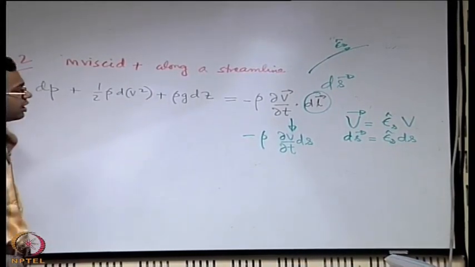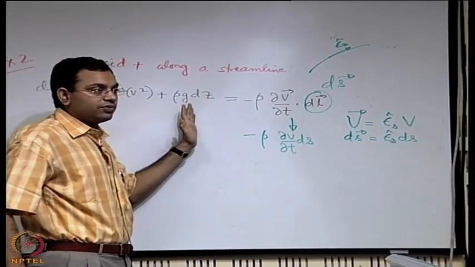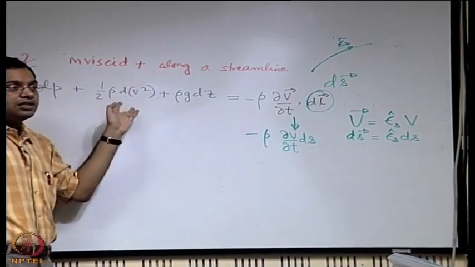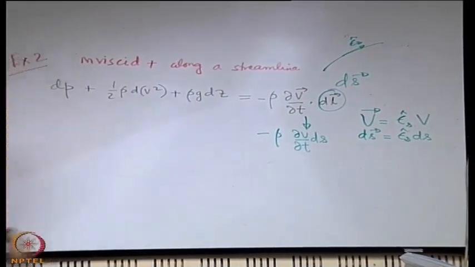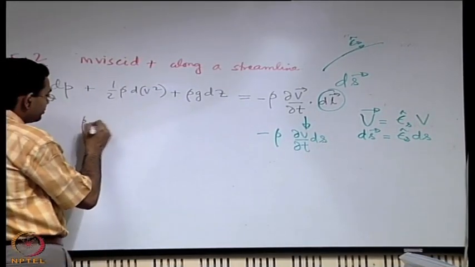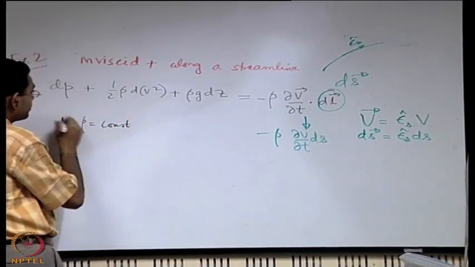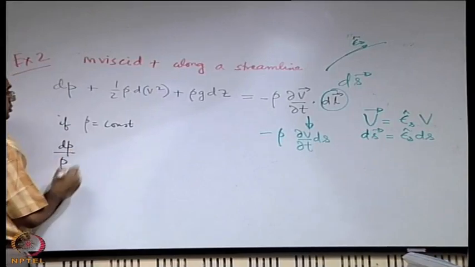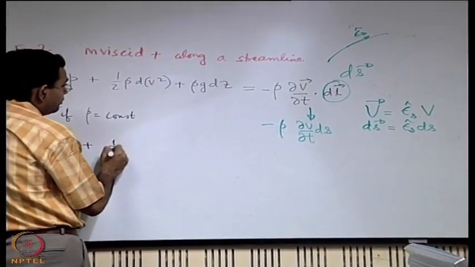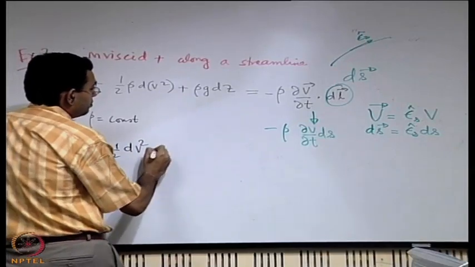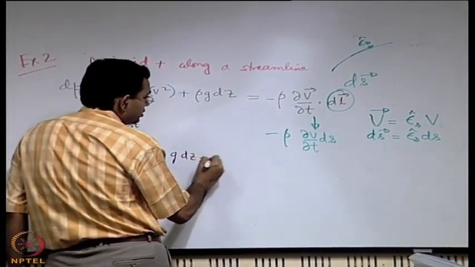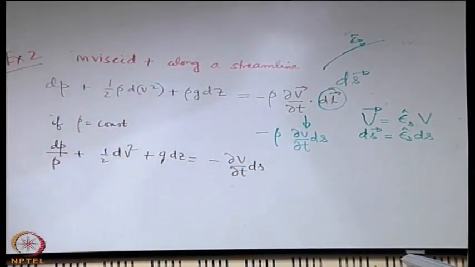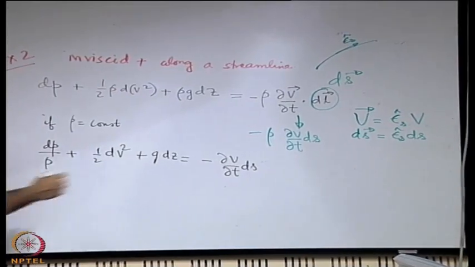So this is Euler's equation of motion for a general case where the density may be a variable, density need not be a constant. But if you take the density as a constant, then you have dP by rho plus half dV square plus g dz is equal to minus... let us integrate it from point 1 to 2 along a streamline.